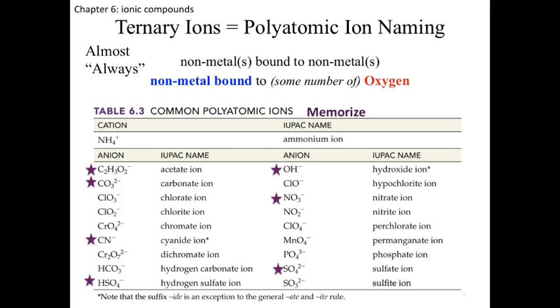So, moving on, we've got ternary ions. So if we move up to a ternary ionic compound, what we're really going to be looking at is that we've got a polyatomic ion, meaning there are many atoms, okay, in our ion. Most typically, you're looking at nonmetals bound to nonmetals, and even further, it's some nonmetal bound in a varying amount to oxygen.